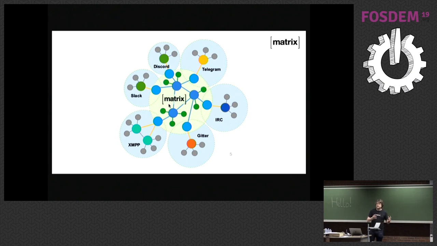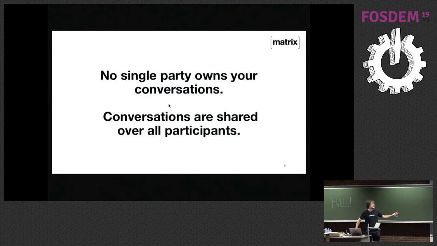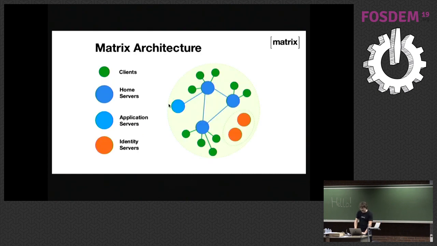So it's the difference between a slightly centralized model where the conversation happens on a single server and Matrix where it gets replicated over all the participating servers. So you end up with no single party owning the conversations. Conversations are shared over all participants. Architecturally, you get clients, you get a mesh of servers, you get application services, being clients on steroids. You also have identity servers which map email addresses and phone numbers through to Matrix IDs.